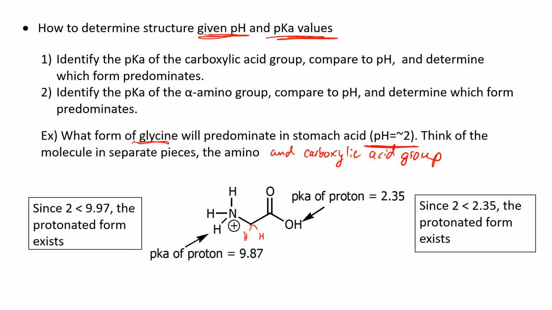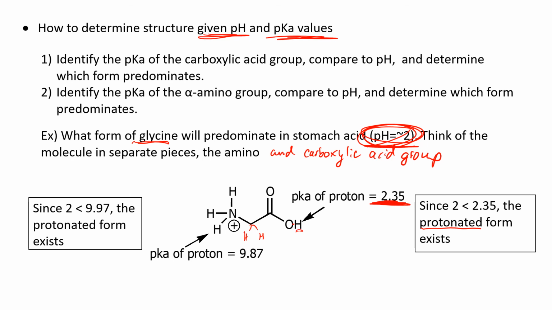Let's start with the carboxylic acid. It tells us the pKa of this proton. That's given. Let's compare it to the pH. It's 2. 2 is less than 2.35. When the pH of the solution is less than the pKa, the protonated form predominates. So we draw the molecule with the carboxylic acid having that hydrogen.